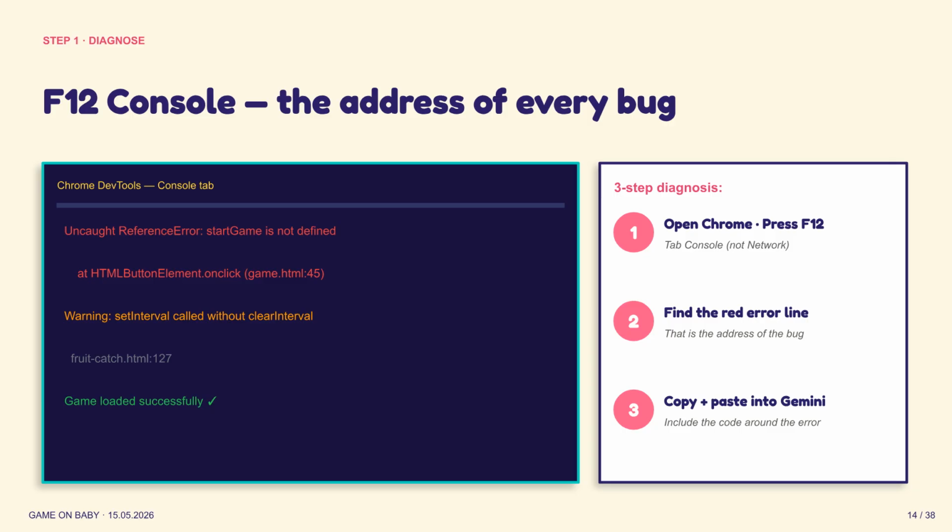The F12 console is where we find every bug's address. The 3-step diagnosis is to open the Chrome console, find the red error line, and then copy and paste it along with the surrounding code into Gemini for assistance.